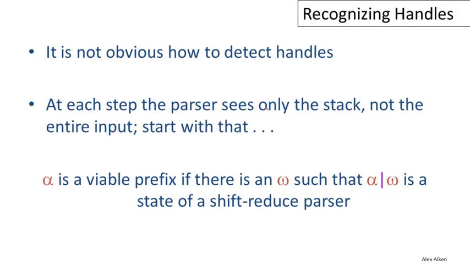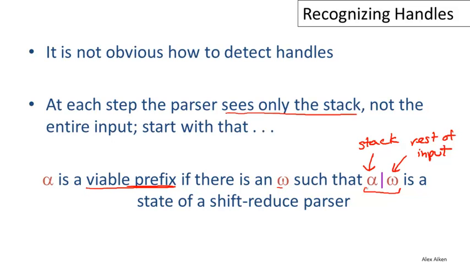As we've already said, it's not obvious how to detect handles. So what does the parser know? Well, it sees the stack. At each step, it knows the stack that it has already constructed. And so let's see how much progress we can make just thinking about what information we can get from the stack. So here's the definition. We're going to say that alpha is a viable prefix if there is some omega such that alpha bar omega is a valid configuration of a shift-reduce parse. Now keep in mind that the alpha here is the stack, and the omega here is the rest of the input.